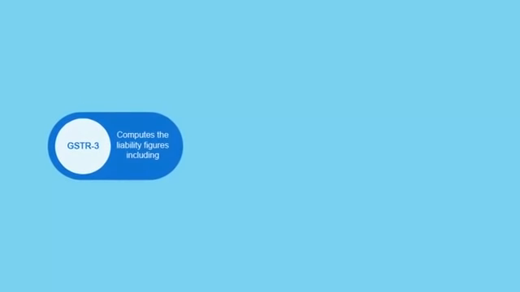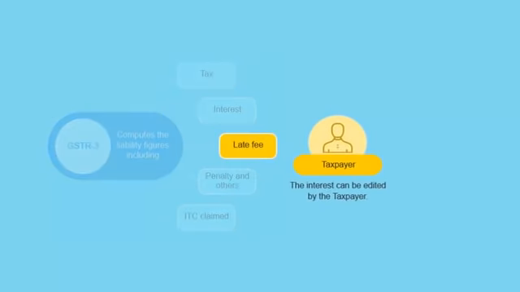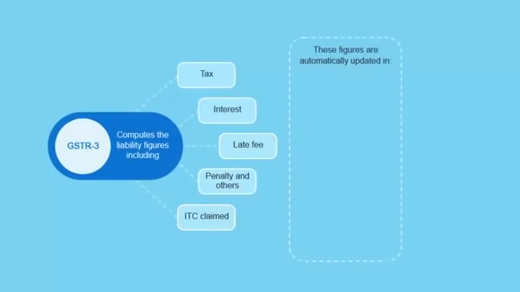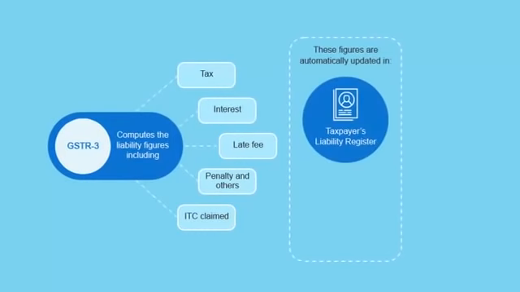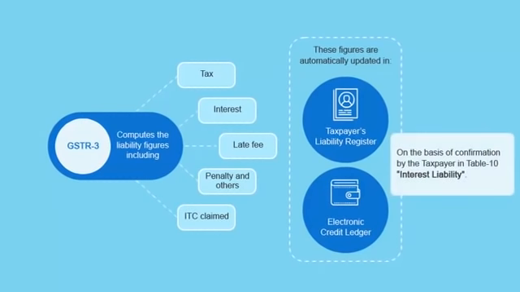GSTR3 computes the liability figures including tax, interest, late fee, penalty, and others, along with ITC claimed, if any. The interest on account of late payment and ITC reversal can be edited by the taxpayer. These figures are then automatically updated in the taxpayer's liability register as well as the electronic credit ledger in the GST portal on the basis of confirmation by the taxpayer in Table 10, Interest Liability.